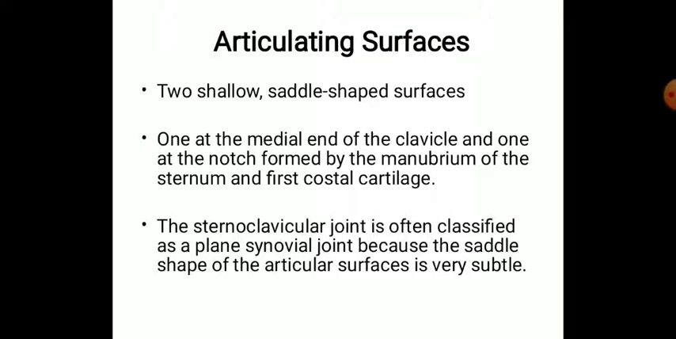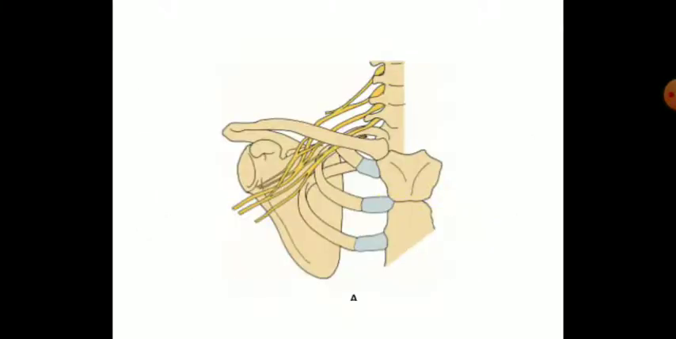Now we need to discuss what the articulating surfaces of the sternoclavicular joint are. As I said earlier, you can divide the name sternoclavicular into two, and then you will be able to understand which bones take part in this joint. There are two shallow saddle-shaped surfaces, one at the medial end of the clavicle and one at the notch formed by the manubrium of the sternum and the first costal cartilage.